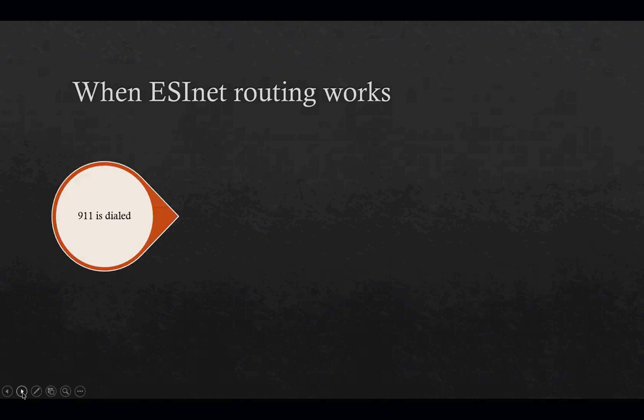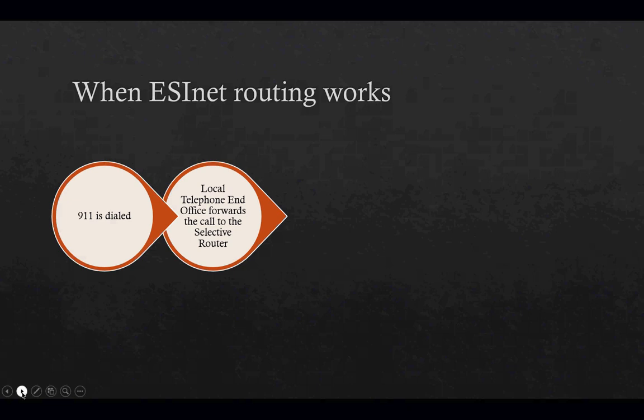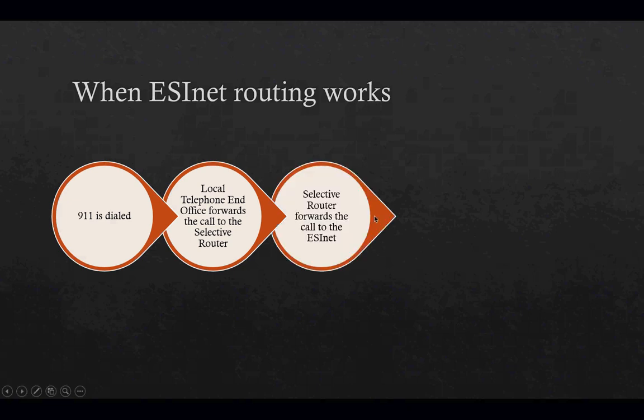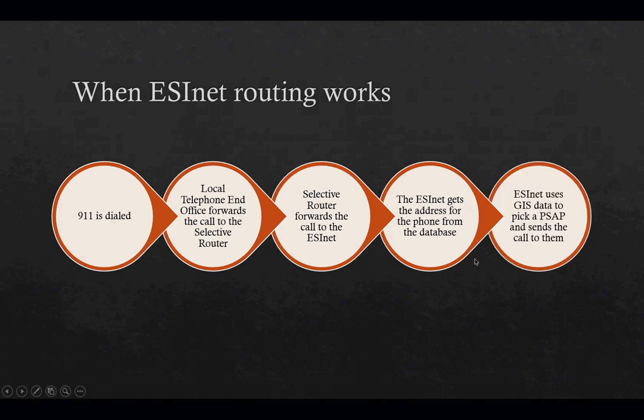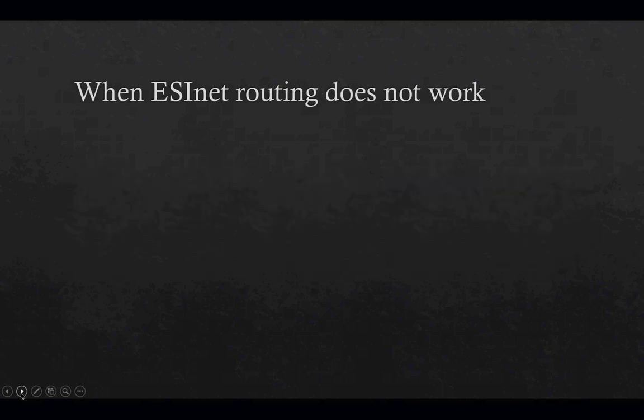But now you throw the EZINet in there. And when it works, it looks very much like the route that we took before, except instead of the selective router checking the database, it actually forwards the call into the EZINet. So 911 is dialed, the local phone company sends it to the selective router, and the selective router sends it to the EZINet. Then the EZINet checks the database. And if it gets that information back, it's using GIS data, not ESNs, and it's using the address. But as long as it gets the data back and everything works, it picks the PSAP and sends the call to them. So this is what it looks like when it works.